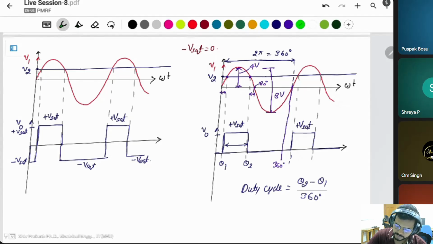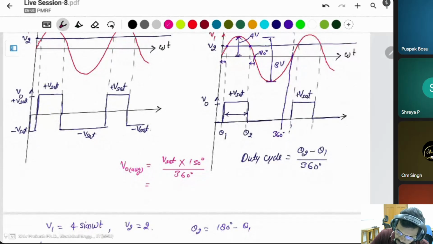Suppose in this case, what is the average output voltage? V output average is equal to the area of this one. The area of this one is V saturation times how much time period there is, 150 degree divided by the total degree. You can say the maximum voltage, it will be 0.33 V saturation.